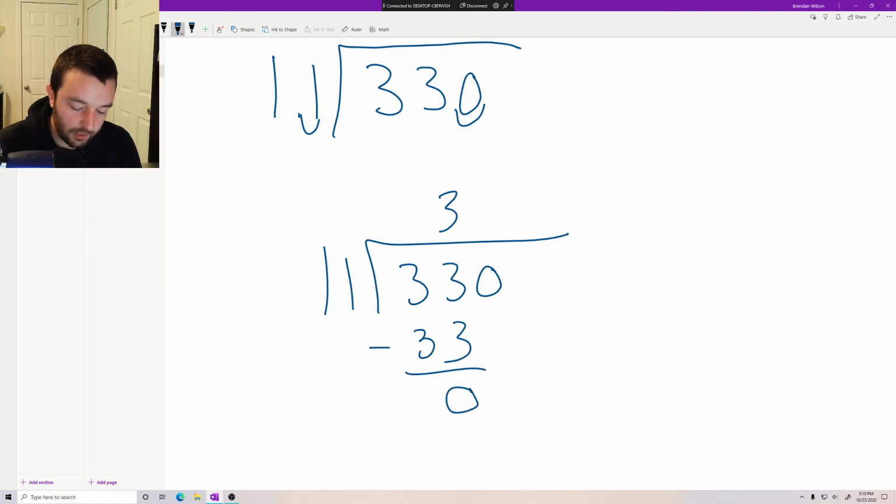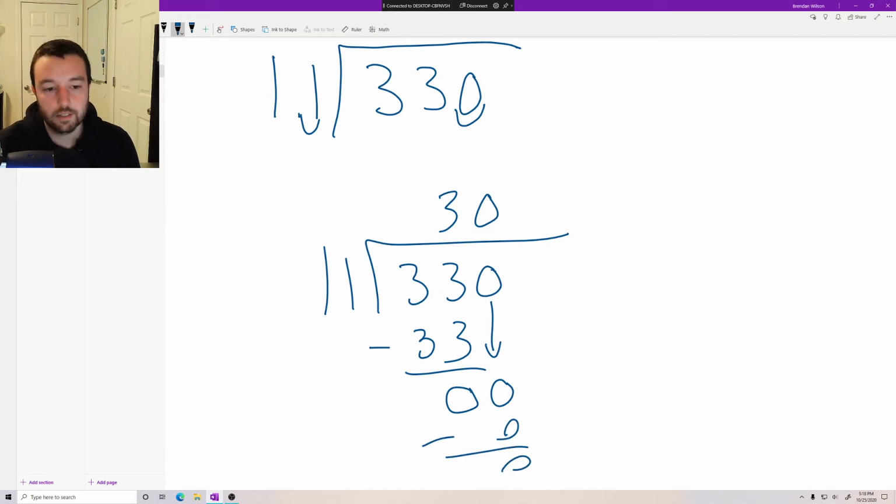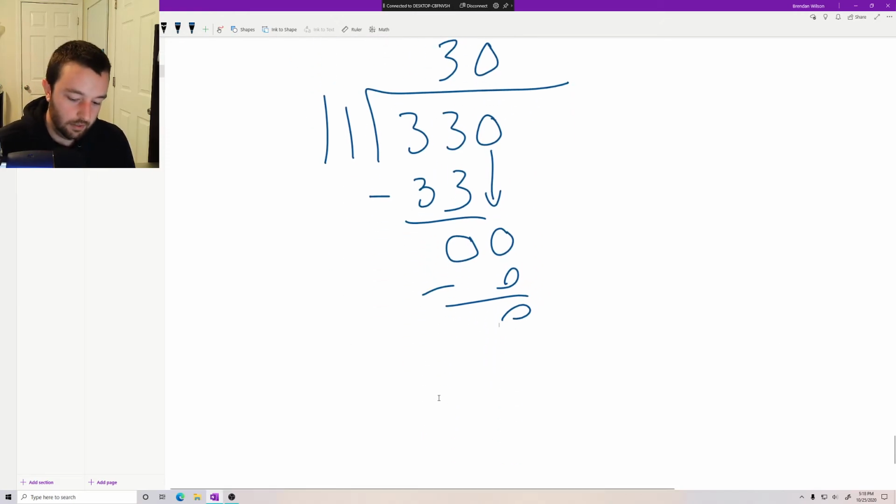Okay, so we get a 0 remainder. 11 goes into 0, 0 times. 0 times 11 is 0, and then we're done. So 33 divided by 1.1 is 30. Okay, so looks like we are good with this section.